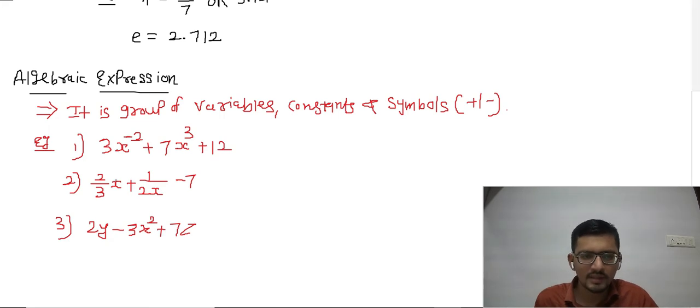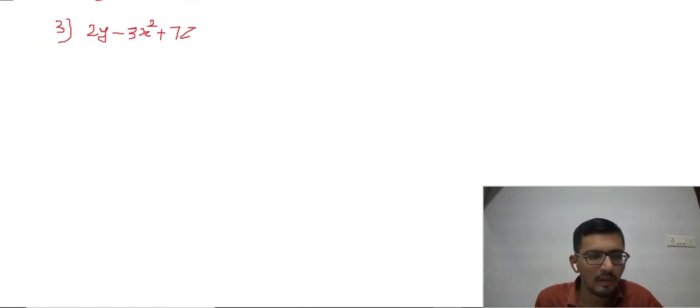Okay, you can see this example 1. Variable is x, constants are 3, 7 and 12. Symbol is plus, we're using plus. Here variable is x, again you can see. Constants are 2 by 3, 1 by 2, minus 7 or just 7. And symbols are plus, minus and so on. Okay, the algebraic expression is basically a group of variables, constants and symbols. So if we know this much, based on that we can define the term polynomial.